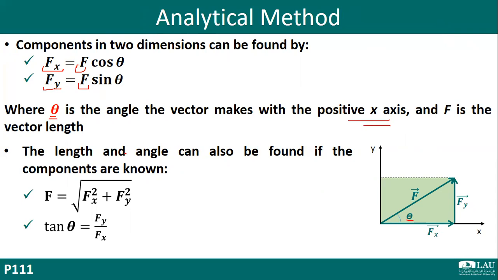Okay, and also we can find the length and the direction from the components. So the length, or the magnitude, is the radical of Fx squared plus Fy squared. The direction, tangent theta, is Fy over Fx. You know that tangent is opposite side over adjacent side, so Fy over Fx. In this case, theta is the inverse of the tangent of this ratio, Fy over Fx.